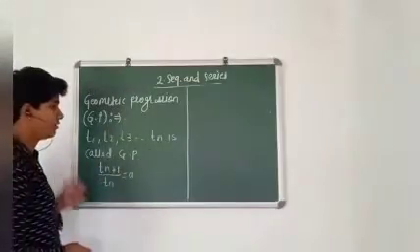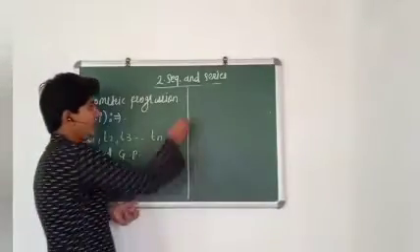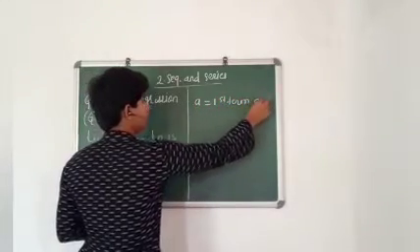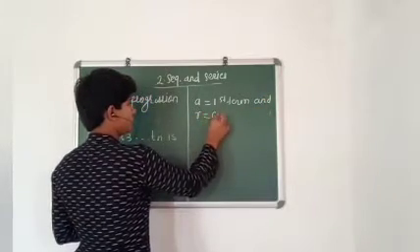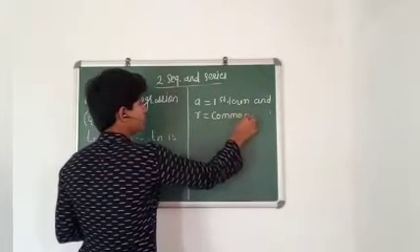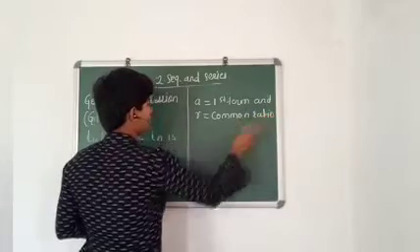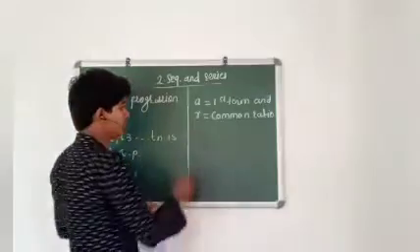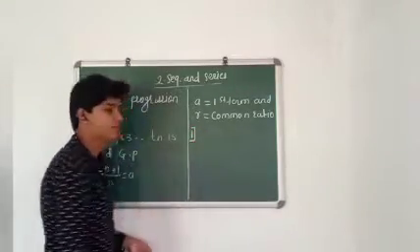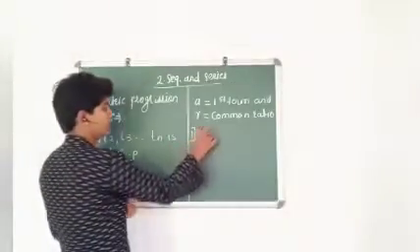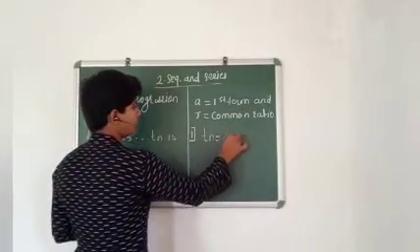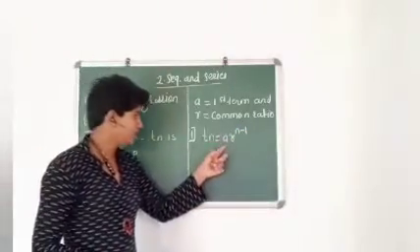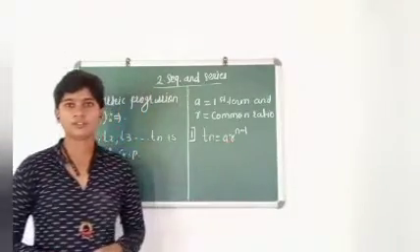Then for a geometric progression, if A is the first term and R is the common ratio, the nth term of the geometric progression is Tn is equal to A into R raised to n minus 1. In that, A is our first term and R is our common ratio.